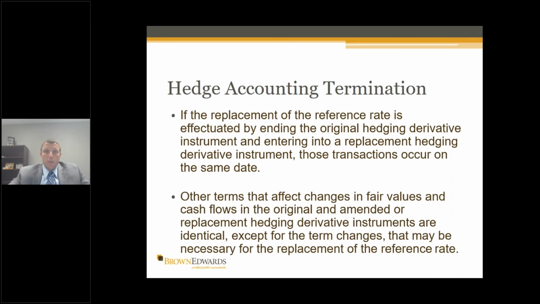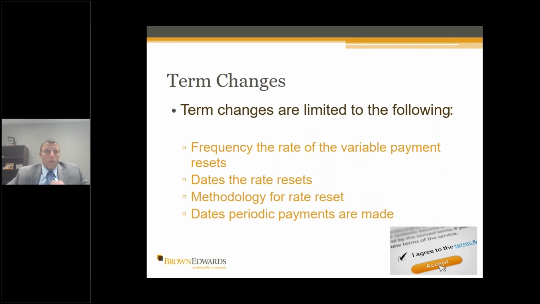Finally, there may be some term changes that are allowed without actually terminating the hedge. So what are those allowed term changes? First, you have the frequency with which the rates of the variable payments reset. Next, you have the dates on which the rate resets. Also, you have the methodology for resetting the rate. And finally, the dates on which periodic payments are made. So essentially, if you're making adjustments to the terms, and these are the areas that those terms are changing, then you're just continuing the agreement that you're already in. So all of these exceptions boil down to exceptions in place to structure the agreements to avoid adjustments to your financial statements.